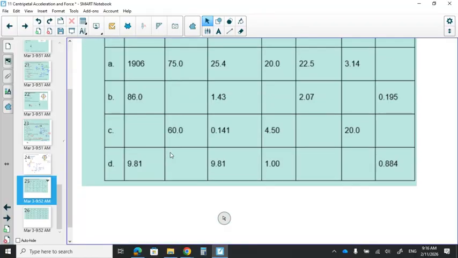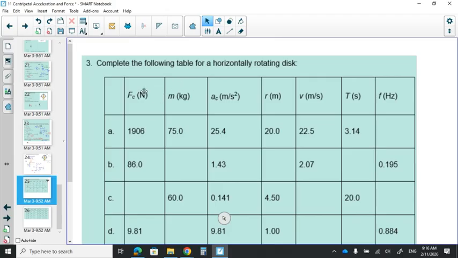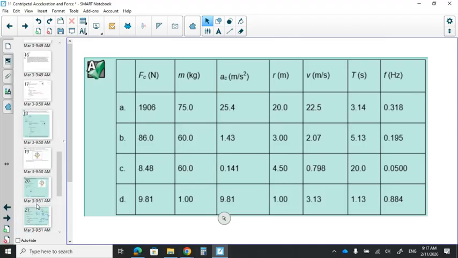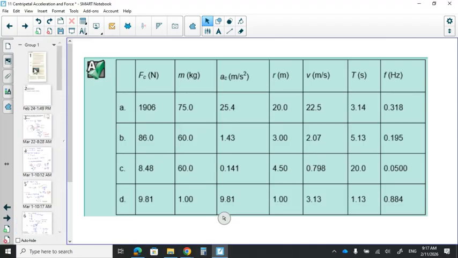This last one is just fill in the blanks between the centripetal force, mass, centripetal acceleration, radius, velocity, and then period and frequency. I wouldn't worry about those as much, but that's just a fill in the blank. It's just a bunch of questions in one.